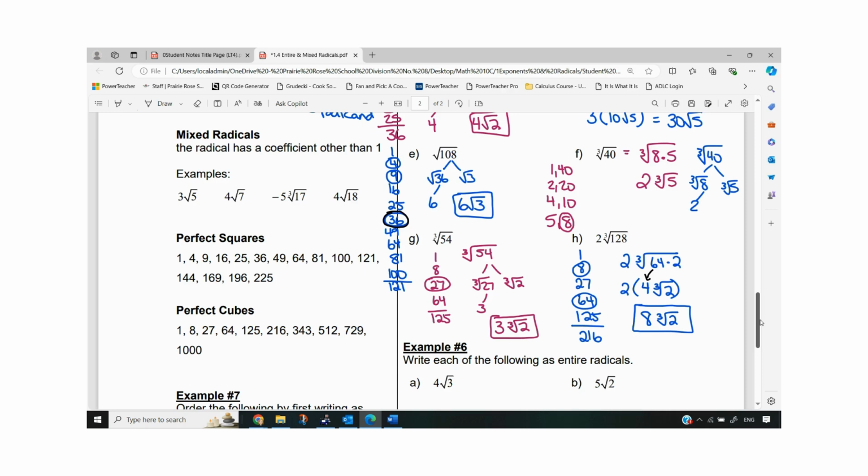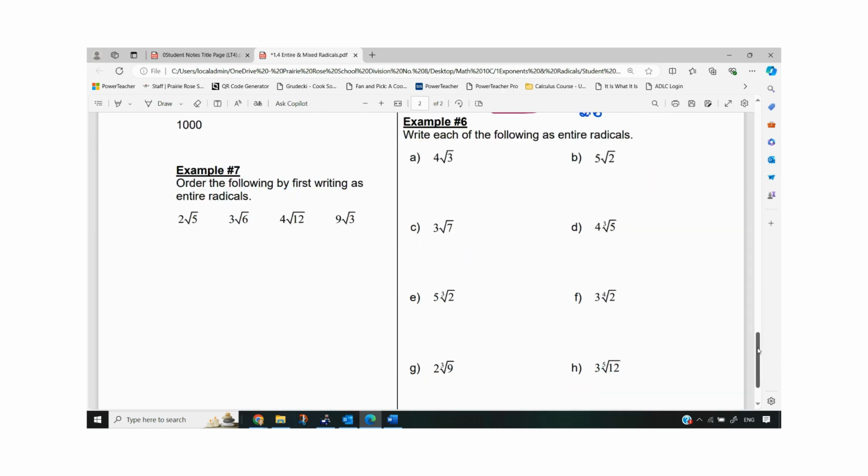So we're going to move on to converting from mixed to entire radicals. Now, when we're converting from mixed to entire radicals, essentially we're just reversing the process. So when we were simplifying the entire radicals, we were taking the biggest perfect square, biggest perfect cube that was in our radicand, we were rooting it or cube rooting it, whatever the index was, and that became our coefficient. So if I want to have 4 root 3 and convert it back to an entire radical, that 4 has to go back under the radical sign. And we have to do that by raising it to the exponent of the index.